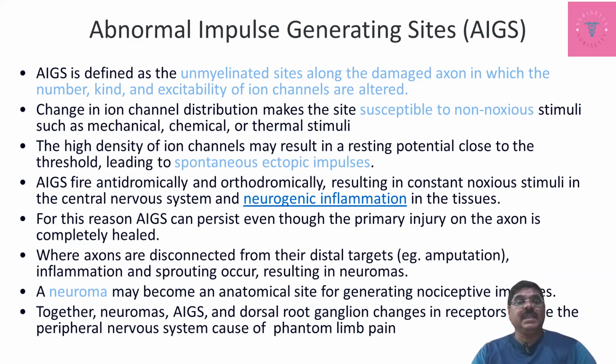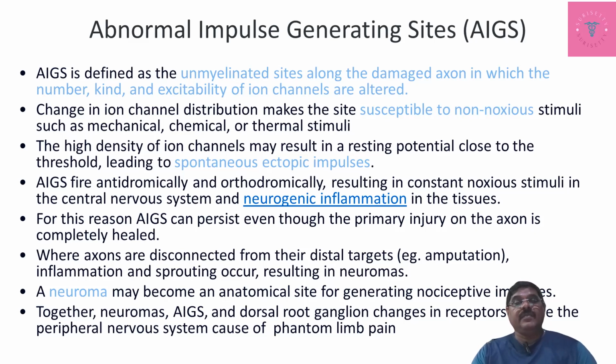So this change in the ion channel distribution, number and kind will make the axon susceptible to non-noxious stimuli such as mechanical and thermal stimuli. This high density of ion channels may result in a resting membrane potential that is close to the threshold potential. What is the resting membrane potential? The membrane potential present at the postsynaptic membrane at resting conditions is called the resting membrane potential.